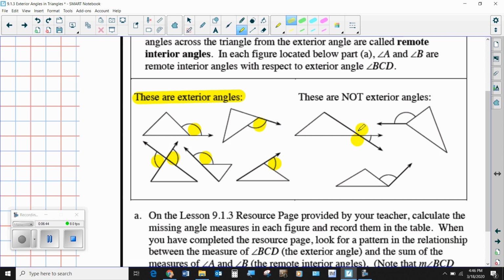So one thing that's important about the exterior angles is they have to be adjacent to one of the angles of the triangle. This one here is not adjacent, it is vertical, so that would not work as an exterior angle. This is not an exterior angle because it's not an extension of one of the sides, and neither is this. So you're extending one of the sides of the triangle, and the exterior angle would be adjacent to or supplementary to one of the existing angles of the triangle.